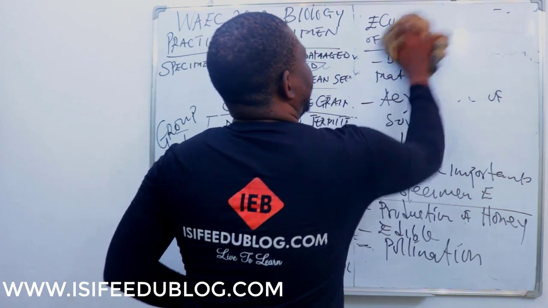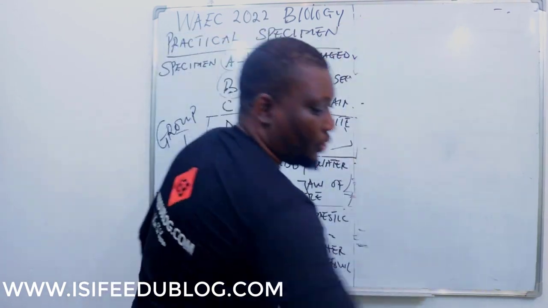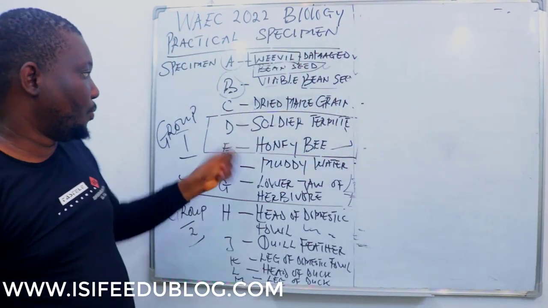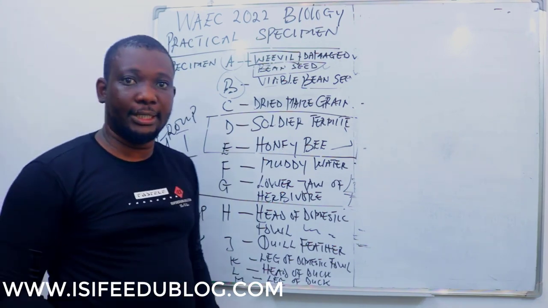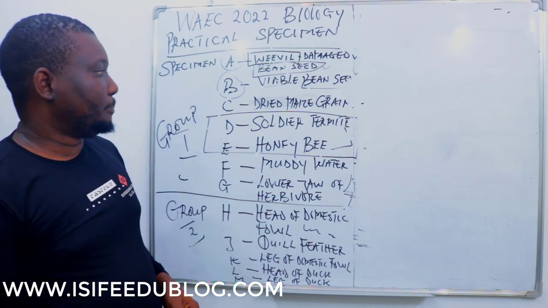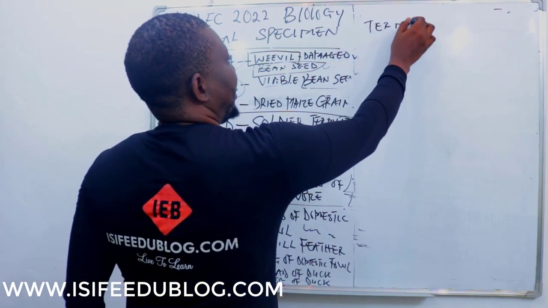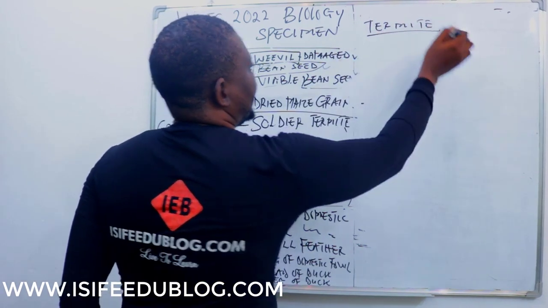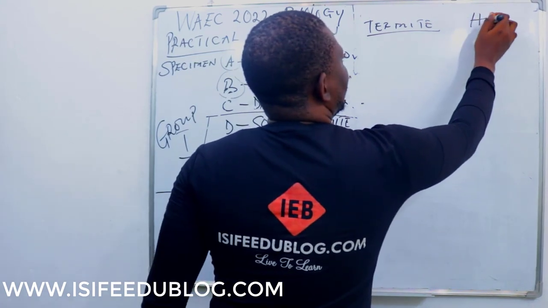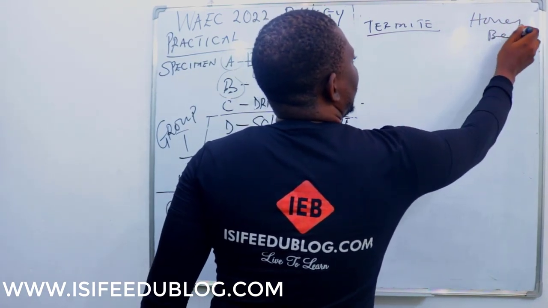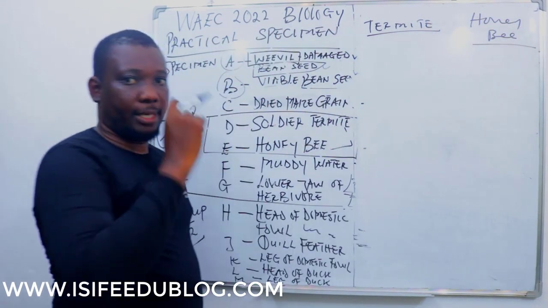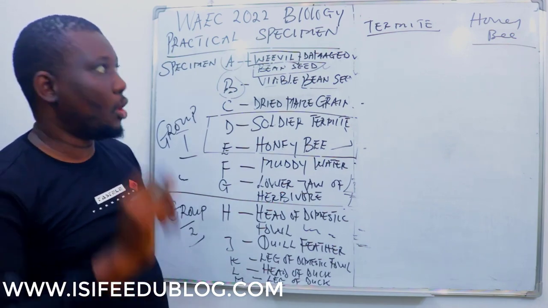I will quickly explain this before we look at their classification, before we end this video on D and E. I want us to look at these termites, soldier termites, and then honeybee. Both are social insects.